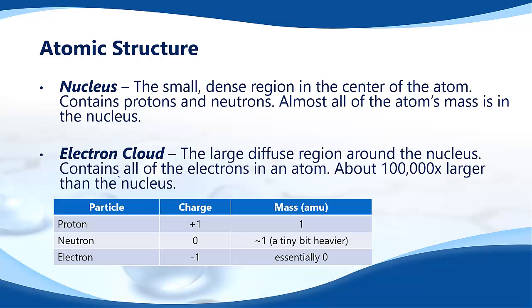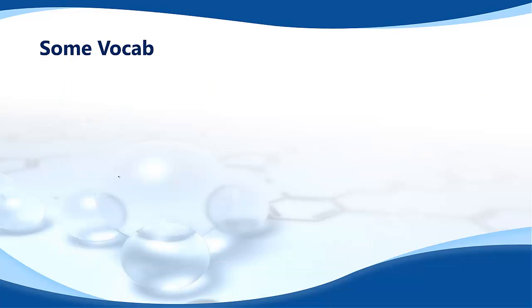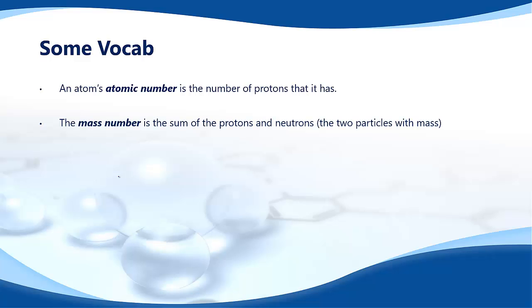Now, I do apologize for this incoming wall of text. But we do have to go over some vocab before I get into actually being able to count those things. So, some definitions. The atomic number is simply the number of protons an atom has. So if we look at a carbon atom, carbon has an atomic number of 6, meaning that it has 6 protons. The mass number is the total number of protons and neutrons in the atom. Since those are the two things with mass, the sum of those is the mass number.